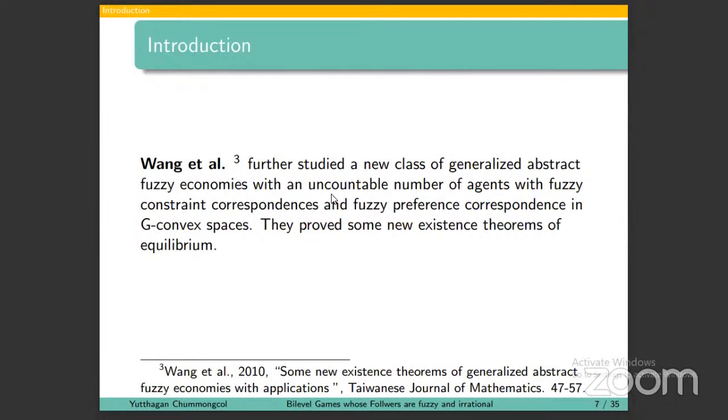It is a well-known fact that classical games don't always model real situations when utility functions are unclear. Wang et al. studied a new class of generalized abstract fuzzy economy with an uncountable number of agents with fuzzy constraint correspondence and fuzzy preference correspondence in G-convex space. And they proved some new existence theorems of equilibrium by using parameters of the generalized abstract fuzzy economy.